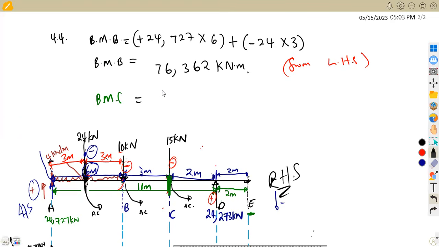It's a positive, it's going up. So it's positive 24,273, that is this one, times the distance between D and C. We are considering force to C, which is a distance of 2 meters. Then plus this one of 15 is going down.